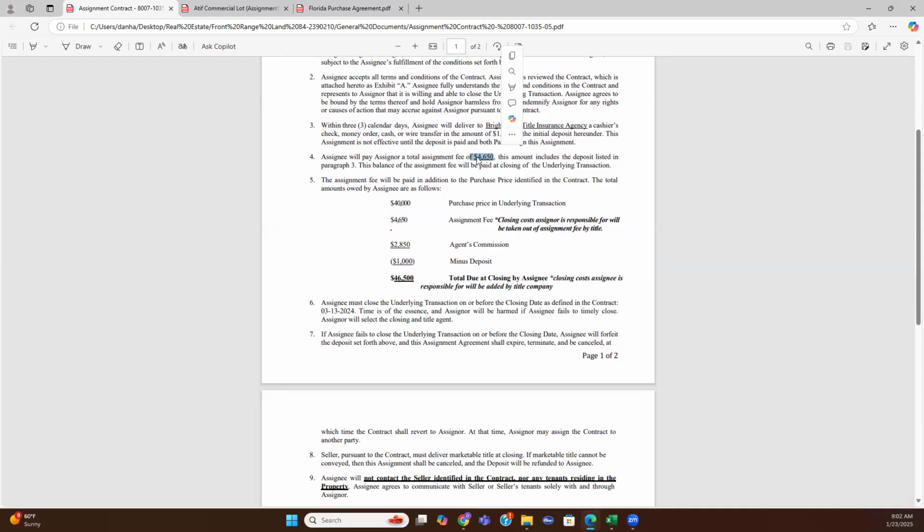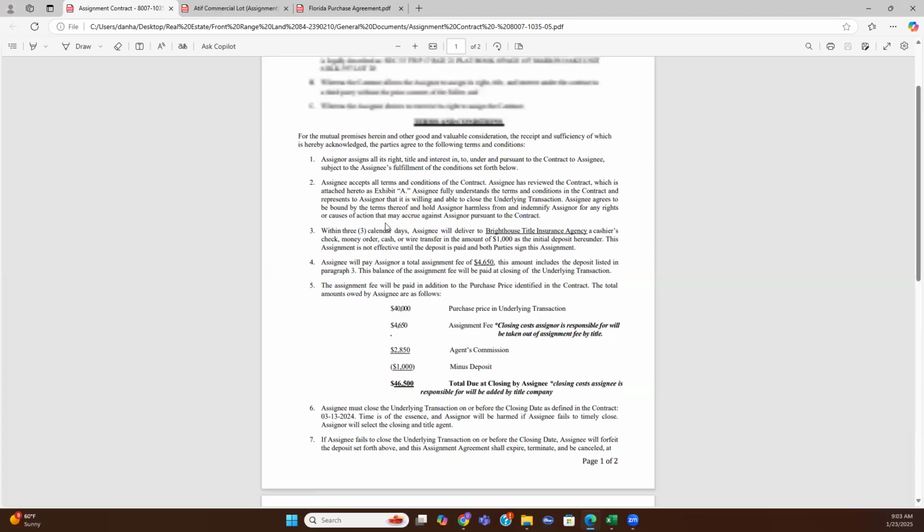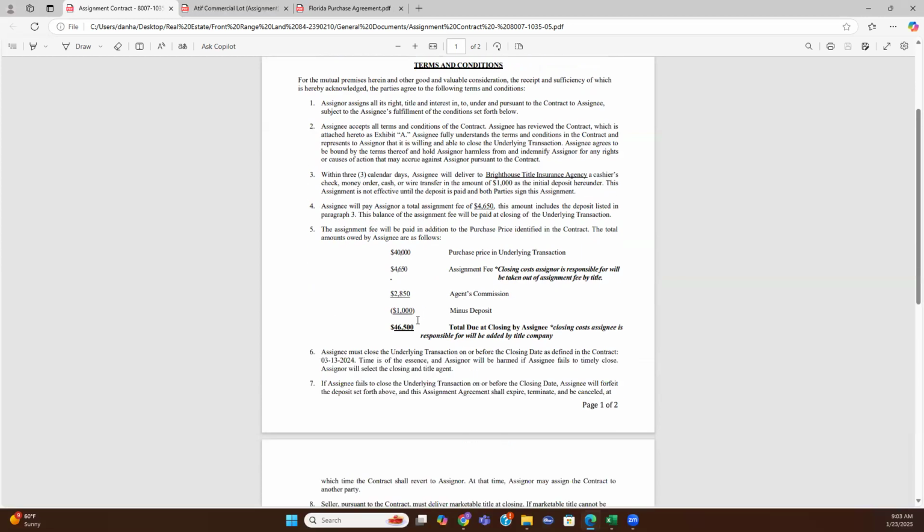Now, how do you figure out the fee based on closing costs, realtor fees, if there's realtors involved? Well, the purchase price was 40. Assignment fee, and I worked backwards to get to this, 4650, because the agent commission was 2850. Now, this LKS Homes offered 47,500. We had it under contract at 40. So, of course, minus the deposit, that's 46,500. And then 47,500 times 6% is 2850, which leaves 4650 as our assignment fee.